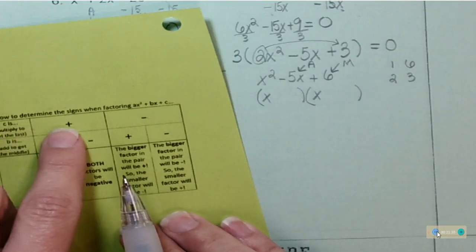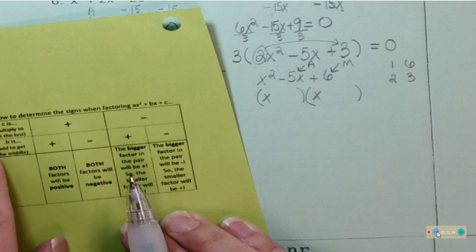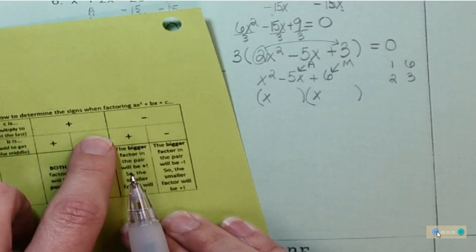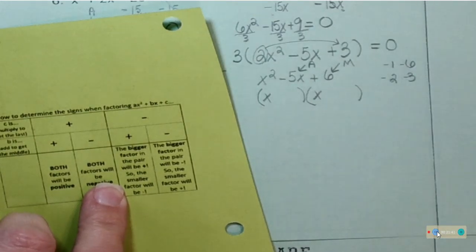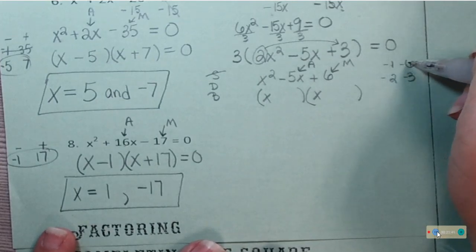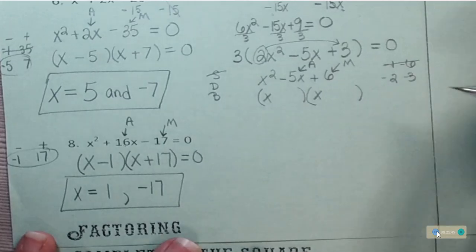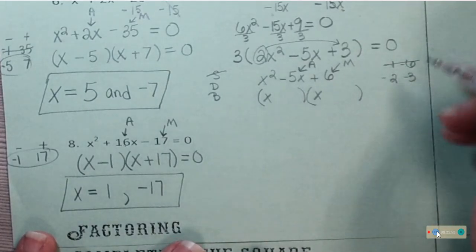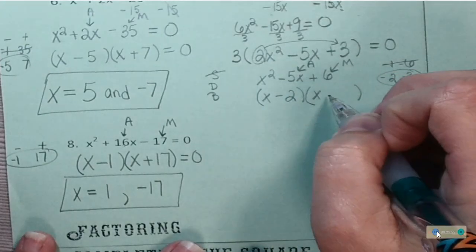You're going to multiply to get a positive. So that means they're either both positive or both negative. But if you multiply to get a positive and add to get a negative, they got to both be negative. I'm trying to add to get negative 5. So what's negative 1 plus negative 6? Negative 7, not negative 5. What's negative 2 plus negative 3? Negative 5. So minus 2 minus 3.